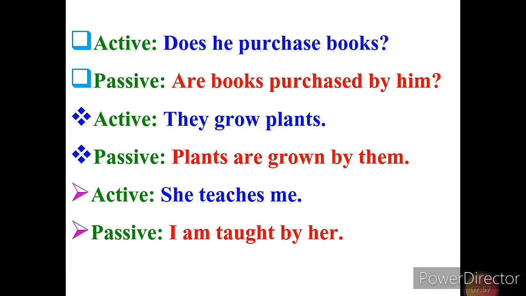Active voice. She teaches me. She is third person singular. So we used teaches. When we converted into passive form, me changed as I am taught by her. So she in the given sentence is subject, changed as object and preposition is followed. I am taught by her. I hope you understood very clearly.